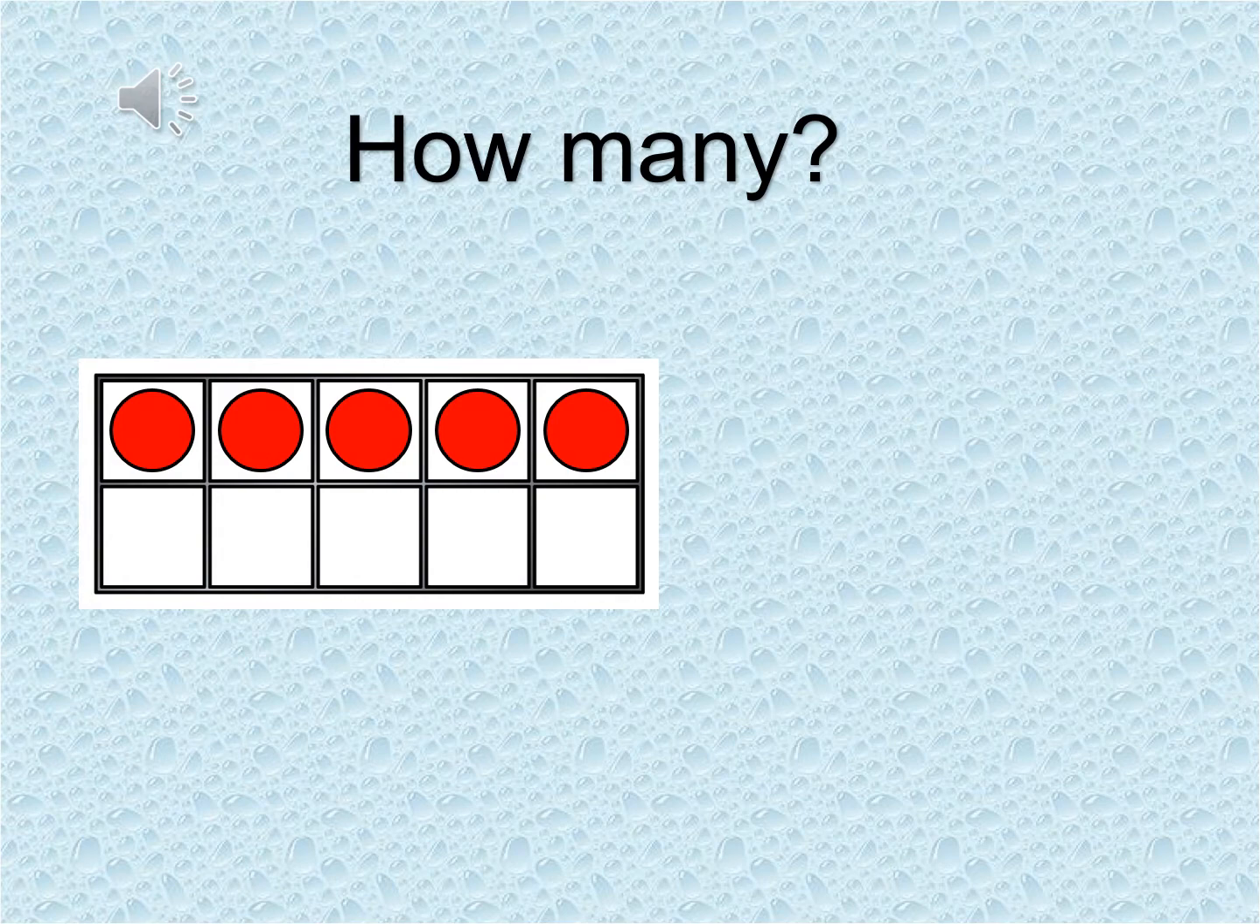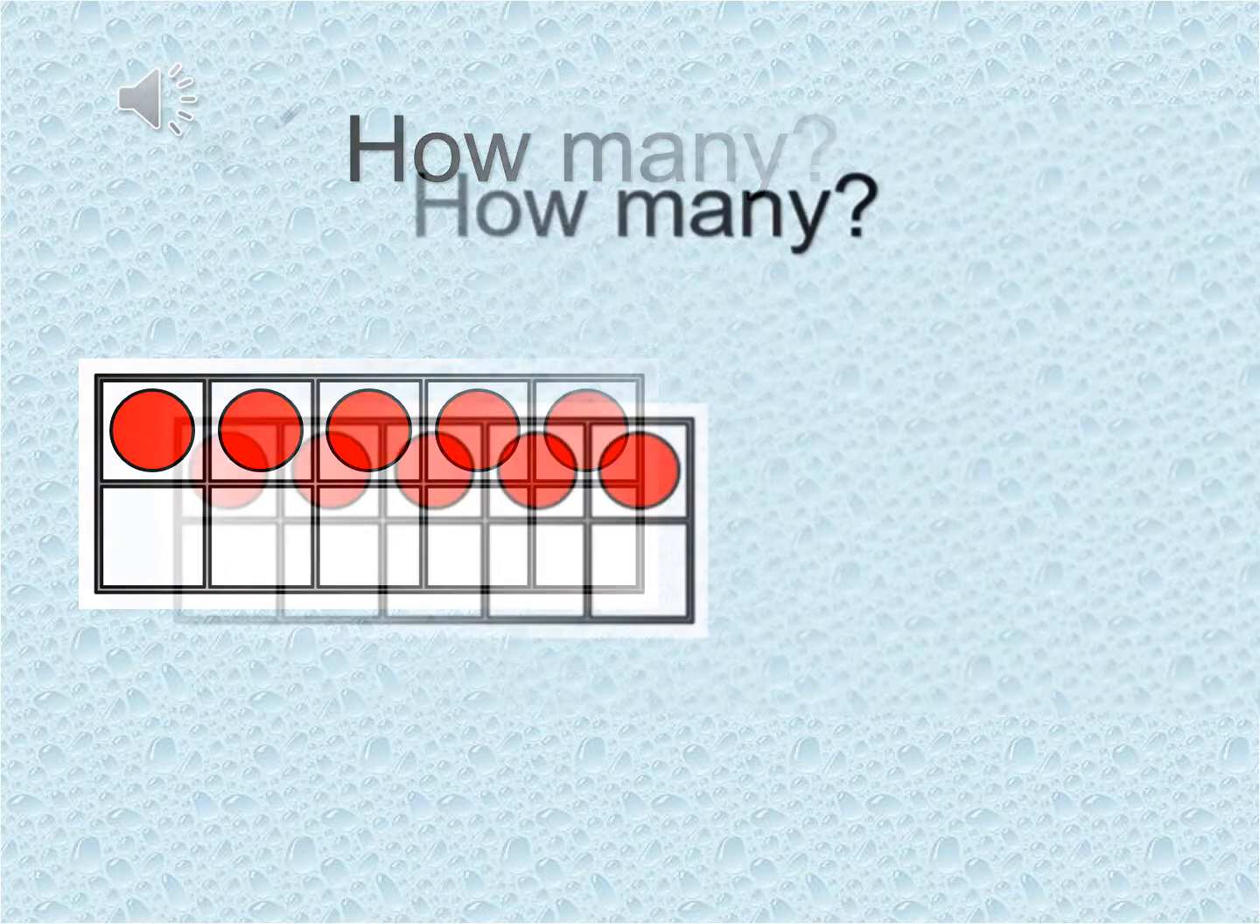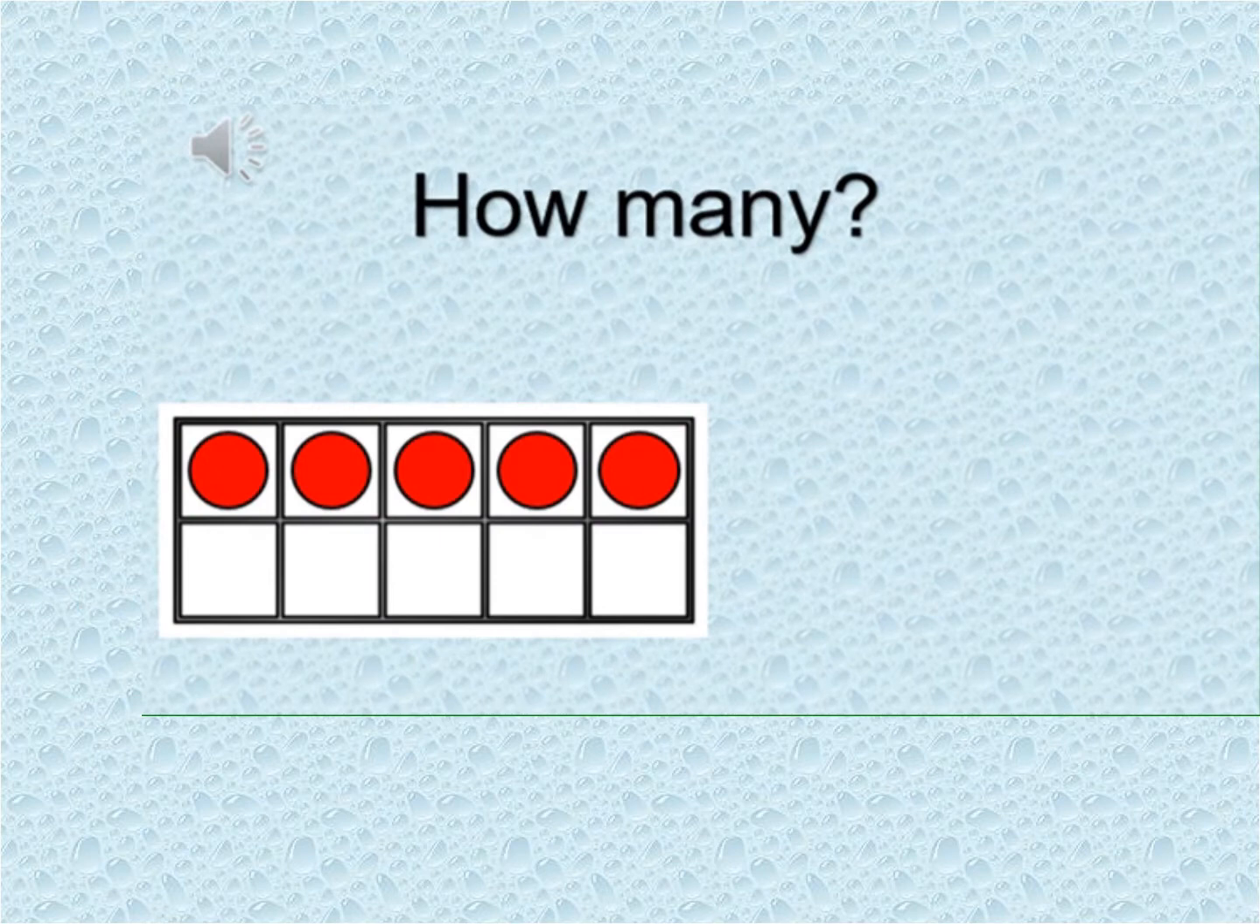How many counters are in my tens frame? Pause the video now and count them all up. Okay, so how many counters were in the tens frame? Let's count them together. 1, 2, 3, 4, 5. Let's take a look at how we write number 5. So let's write a 5, just like that. Well done if you got that correct.